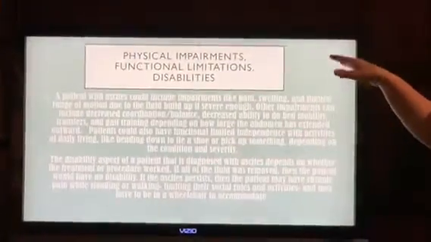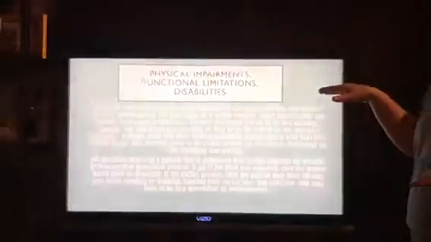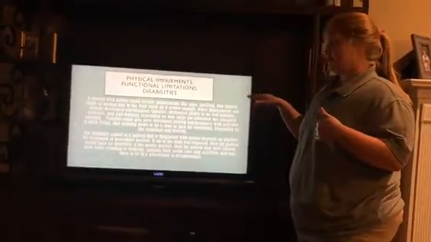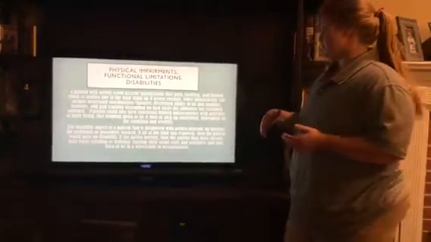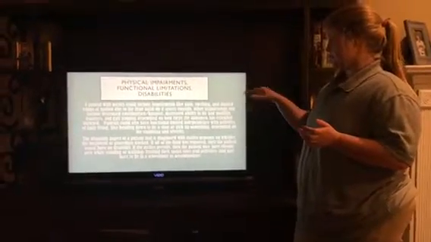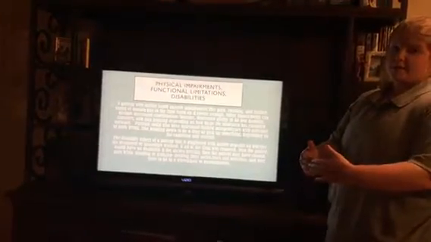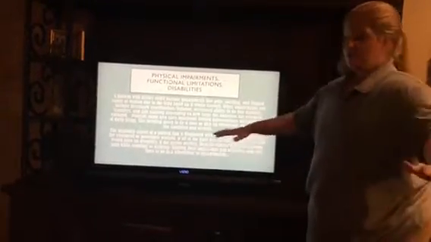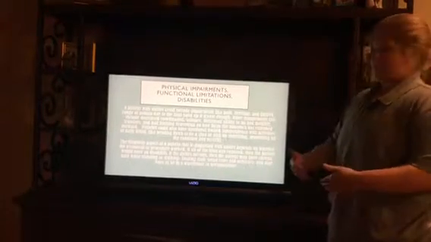So, some functional impairments, physical impairments, functional limitations, and disabilities. Usually some impairments for patients with ascites would be pain, swelling, and limited range of motion due to that fluid buildup in their stomach if it's severe enough. Other impairments can include decreased coordination and balance, and decreased ability to do bed mobility, transfers, and gait training, because a distended belly could potentially make you lack balance, and you're not used to having that.